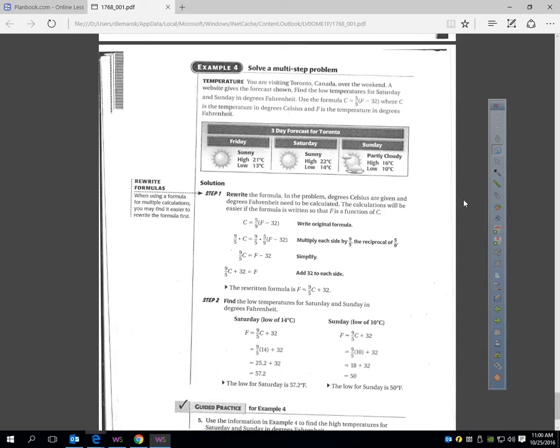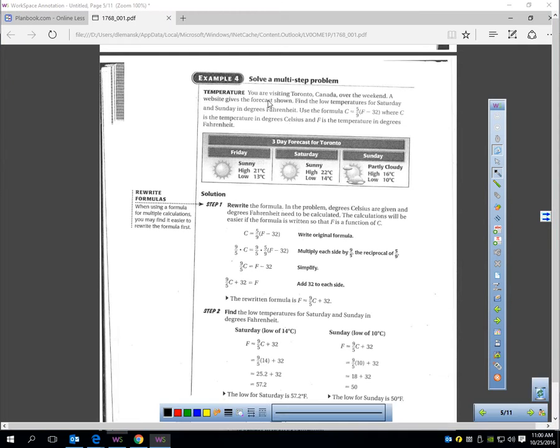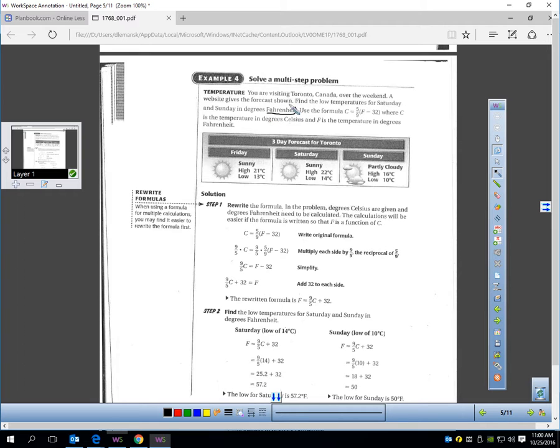Well, I tell you what, since I want to find Fahrenheit, let's solve the formula for F. Let's get F by itself. So let me write my work over here. I've got an empty space. C equals 5/9 F minus 32.